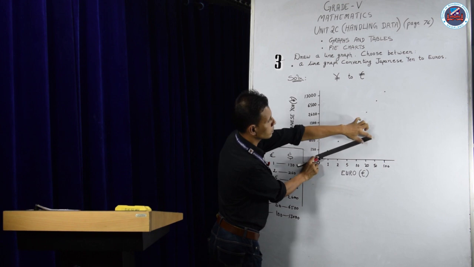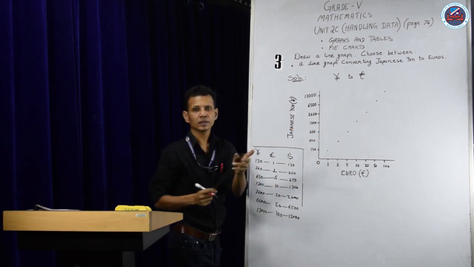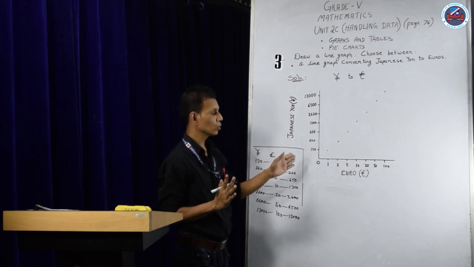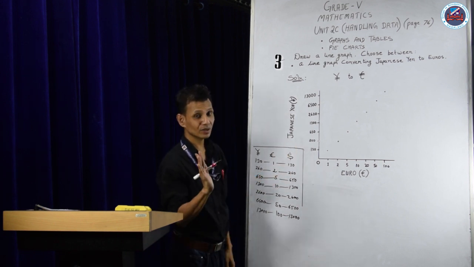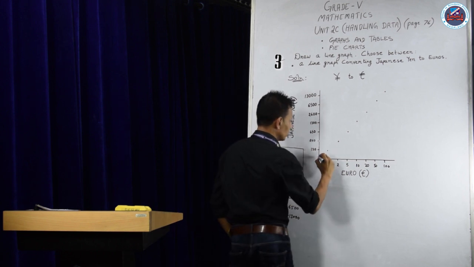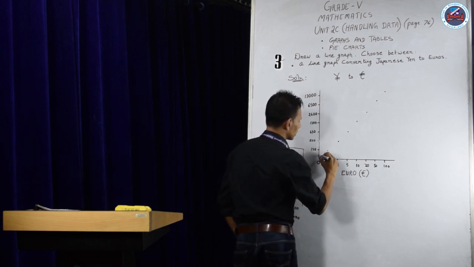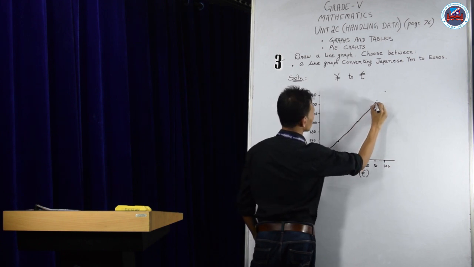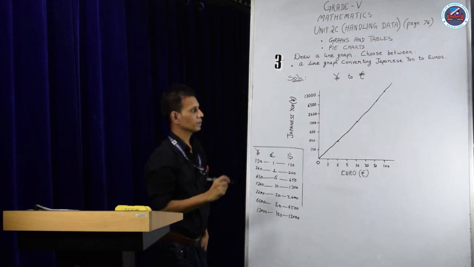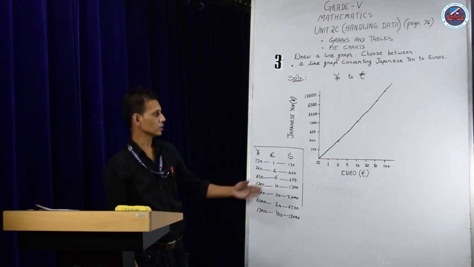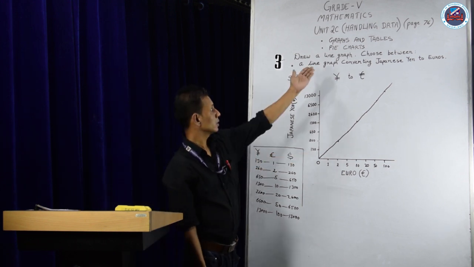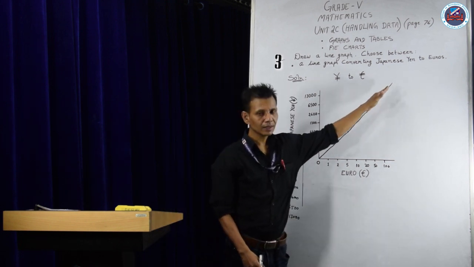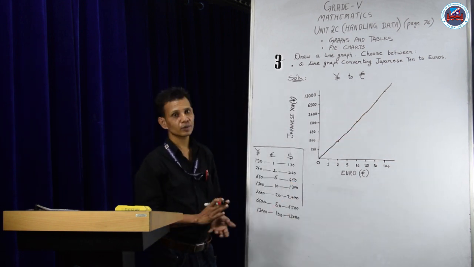Since this is a board, I will just use my hand, but while you are working with this type of question, please use your ruler, okay? So when you join all the dots, you will get a line like this. Is that okay? So you have prepared your line graph. This is called a line graph. Okay? The rest you can do by yourself.